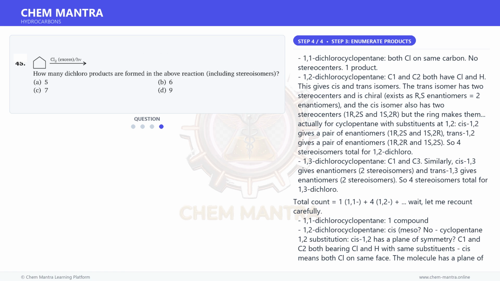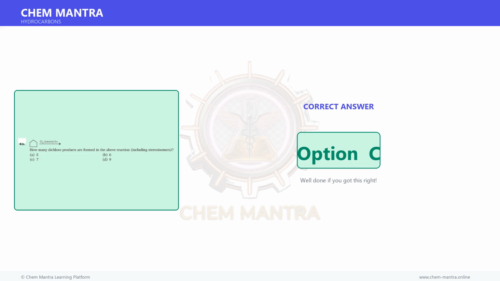This matches option C, 7. The other options fail because A, 5, undercounts stereoisomers, B, 6, misses 1 isomer, D, 9, overcounts. Therefore, the correct answer is option C.